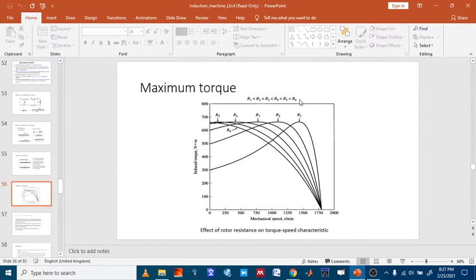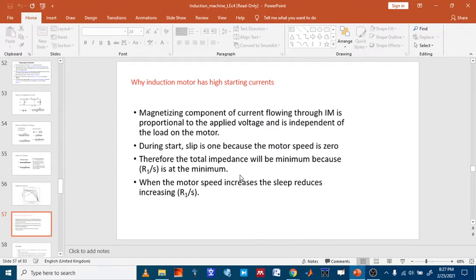As we can see, R6 is greater than R5 and R1. This is R6. As we can see, its starting torque is higher than the rest of them.